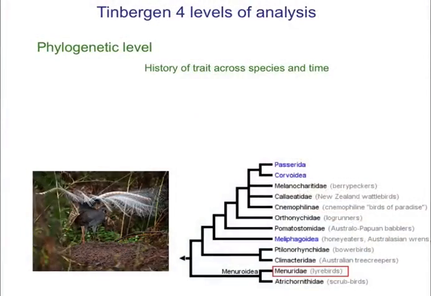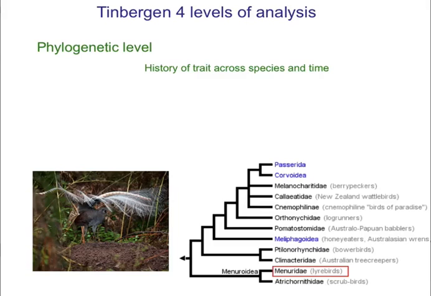and that's why Tinbergen's four levels of analysis are powerful, and I want to walk you through them one by one. So the phylogenetic level is understanding the history of a trait across species and time. Think of it like the genealogy of your family. Why is it that your family happens to have a lot of people with blue eyes, or a lot of people who are tall? What is the genealogy, or when you're talking about different species, what's the phylogenetic relationship that allows for that trait in the current species you're interested in studying?